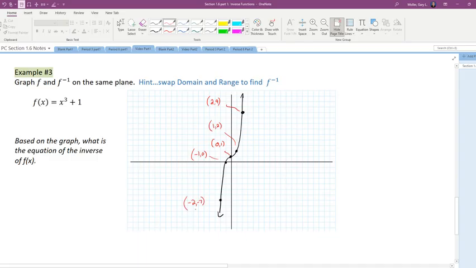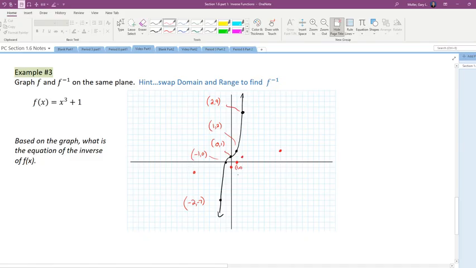All right, so if I want to graph the inverse, all I have to do is swap the domain and range. I have to swap the x and y. So 0, 1 becomes 1, 0. 1, 2 becomes 2, 1. 2, 9 becomes 9, 2. Negative 1, 0 is 0, negative 1. And this will be 7, negative 2.